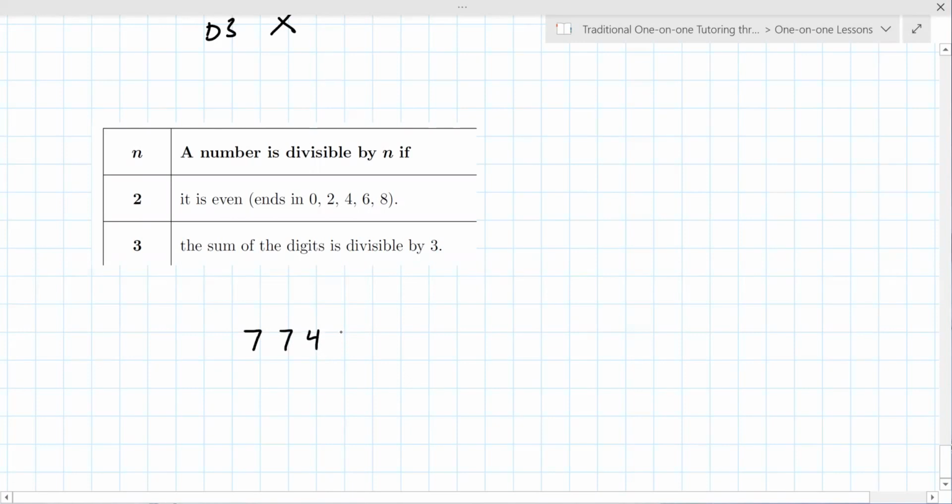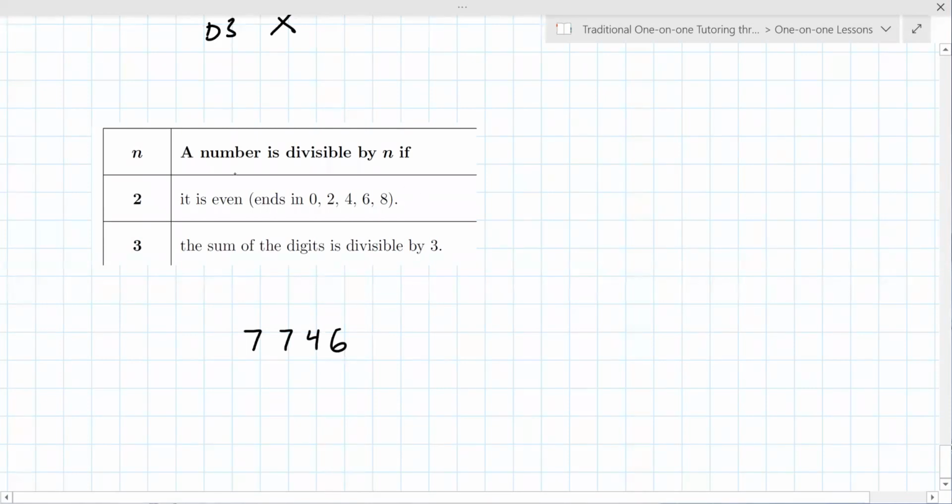Let's go 6. Yes, 6. 7,746. Is this number divisible by 2? Is this number divisible by what? That's a big number. Well, 2, no.